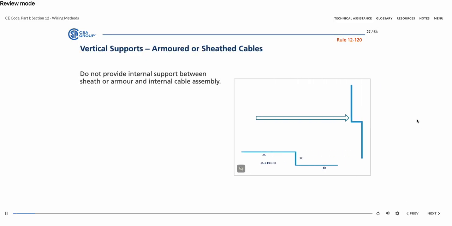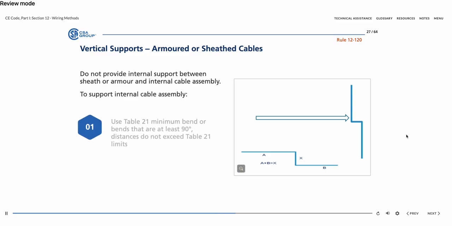Armored or sheathed cables such as Tech 90, RA 90, RC 90, AC 90, and ACWU 90 must have their interior cable assemblies supported when making long vertical runs. Since supporting the inside conductors in an armored cable is not an entirely easy prospect, there are methods in this rule that can be used for support.